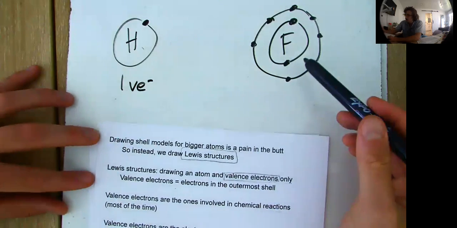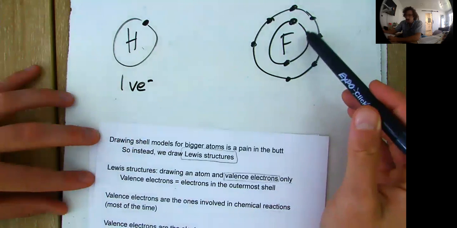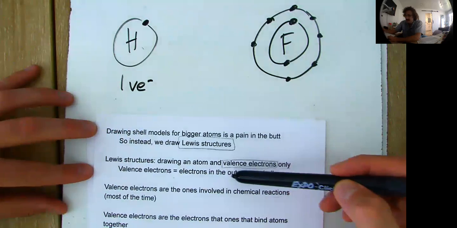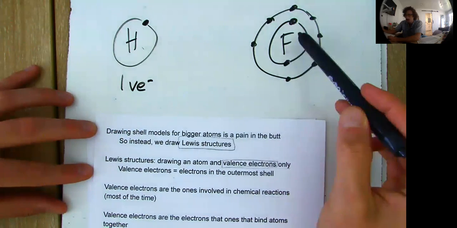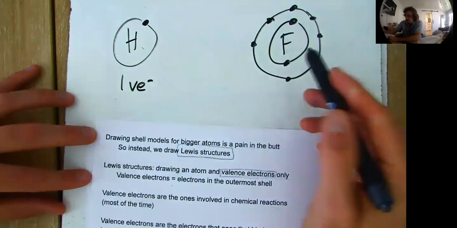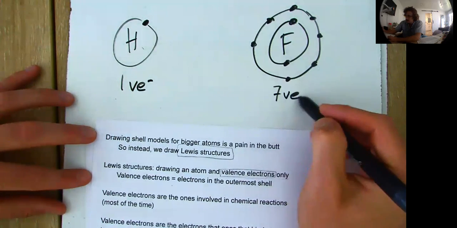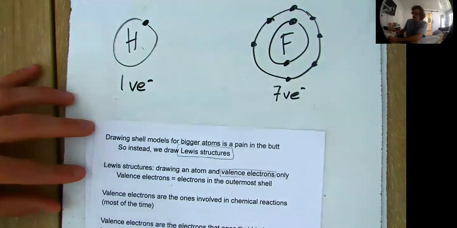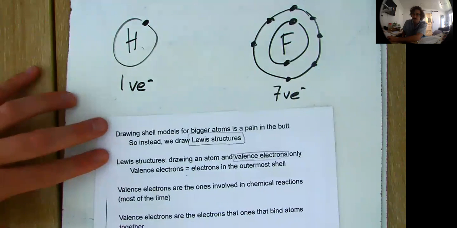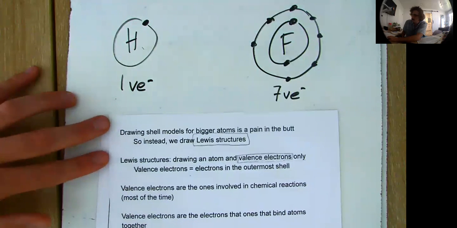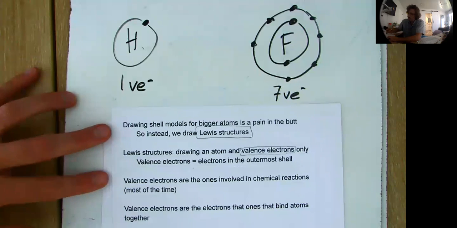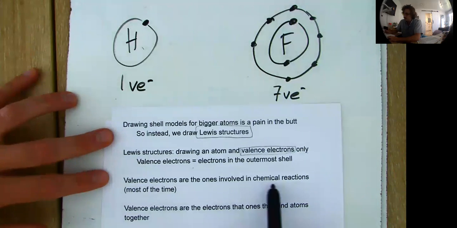For fluorine, fluorine has 2 shells. So when we're counting the valence electrons, we're just counting the electrons in the outermost shell. We don't care about the inner shell anymore. So we care about 1, 2, 3, 4, 5, 6, 7. So 7 valence electrons is what fluorine has. That's different than the total amount of electrons. Make sure you note down that the total amount of electrons is different than the valence amount of electrons.